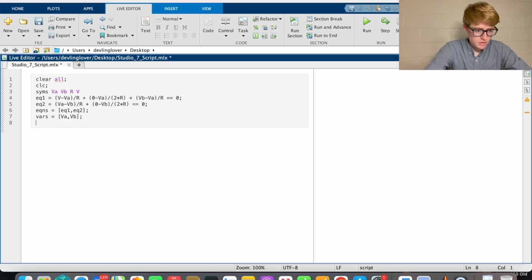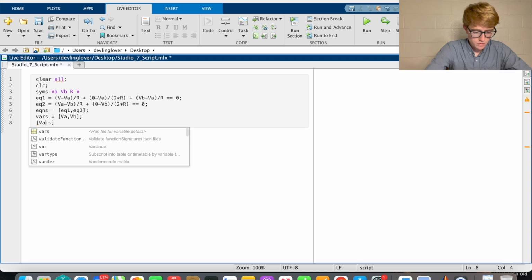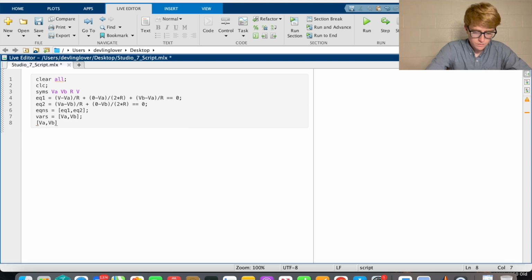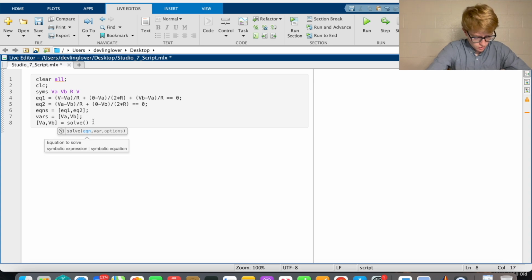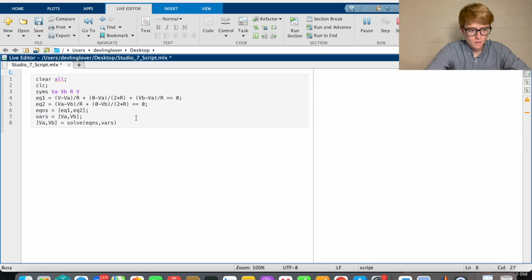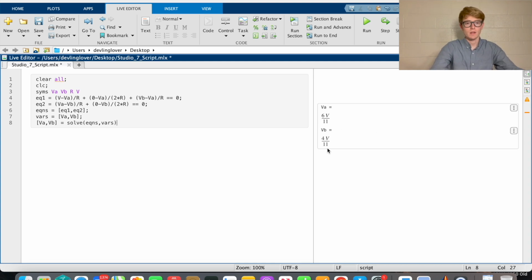Now, so that I can save the value in VA and VB, I'm going to say VA, comma VB equals solve. So the return values from solve will be stored in VA and VB now, and we're just going to pass, as it says, equations and vars. And that's it. So now we can run this. Here we go, give it a second here. And there we go. So now we get VA, turns out, is 6V over 11, and VB is 4V over 11. And that's it for this problem.